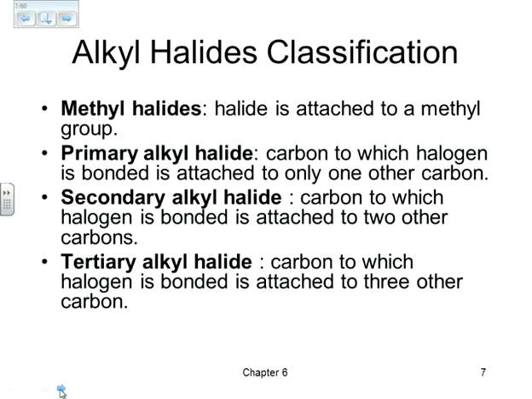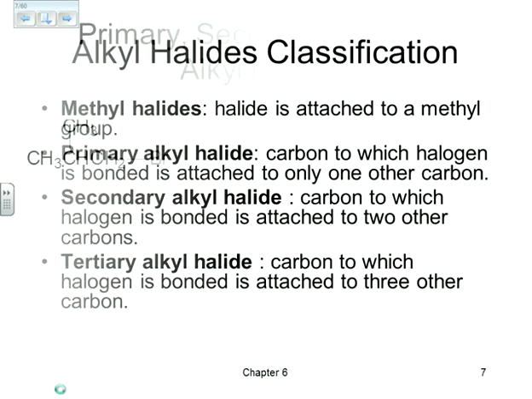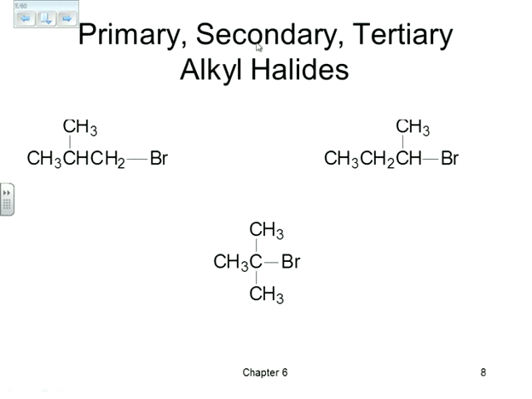Classifications. Remember with carbons we did primary, secondary, tertiary. A primary carbon was attached to how many carbons? 1. A secondary, 2, and tertiary, 3. We can label these the same way. Basically, find where your halogen is, right here, connected to that carbon, and then label that carbon as either primary, secondary, or tertiary.